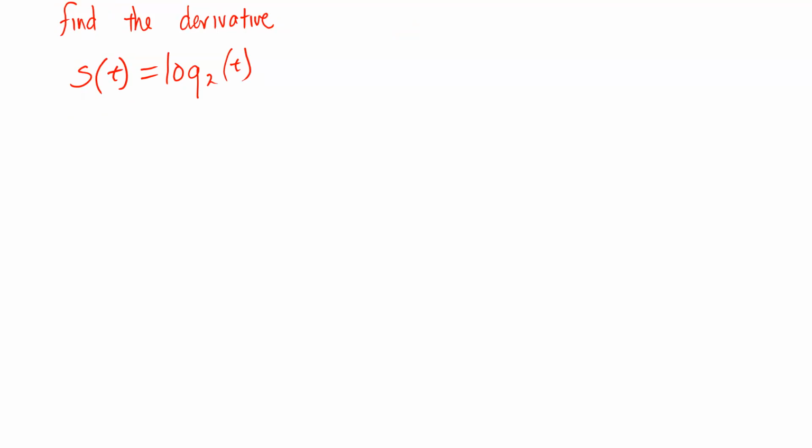What about the derivative of log base 2 of t, with respect to t? I'll use the notation s prime of t. Well, the derivative of natural log is 1 over the input. This derivative is also sort of like 1 over the input, but you also get an extra natural log of that base 2 in here. That's the whole thing.